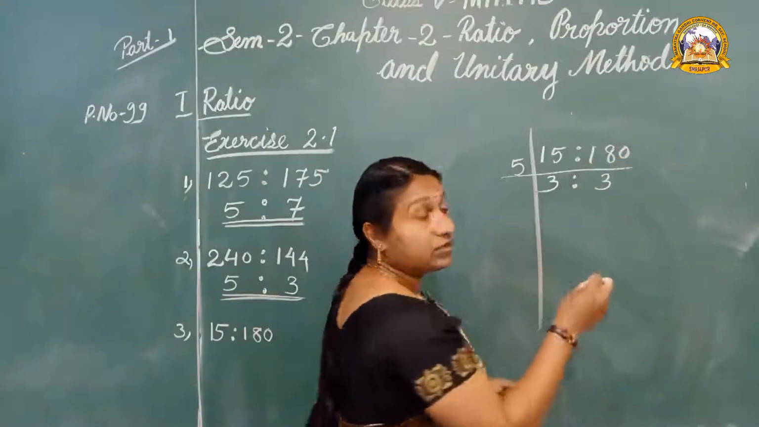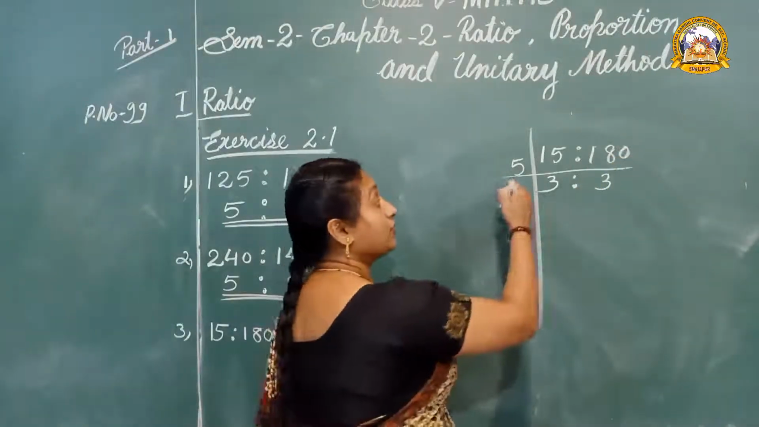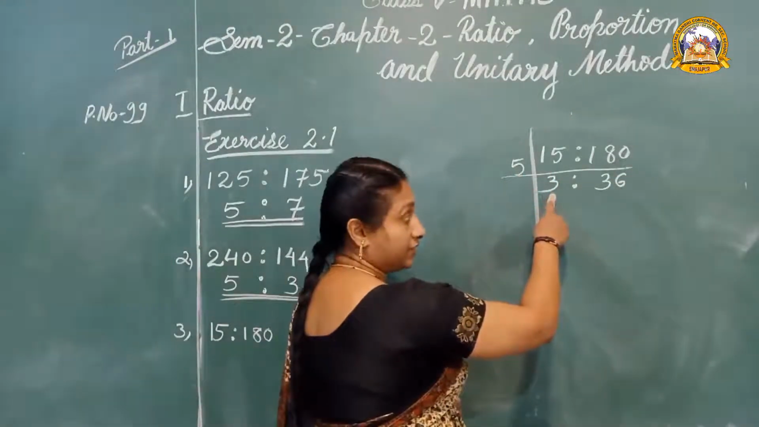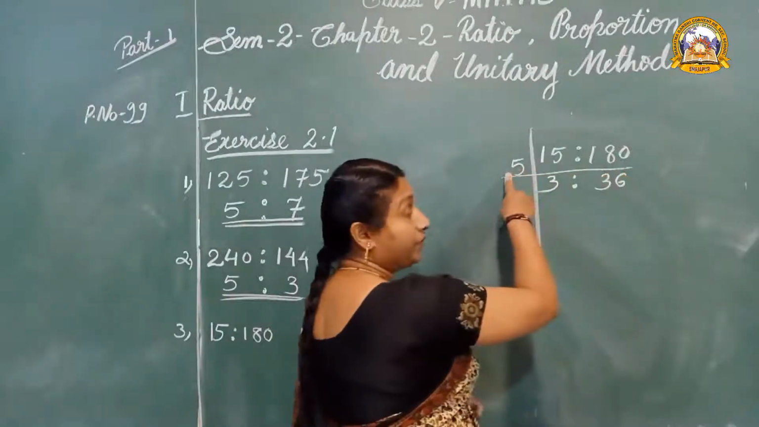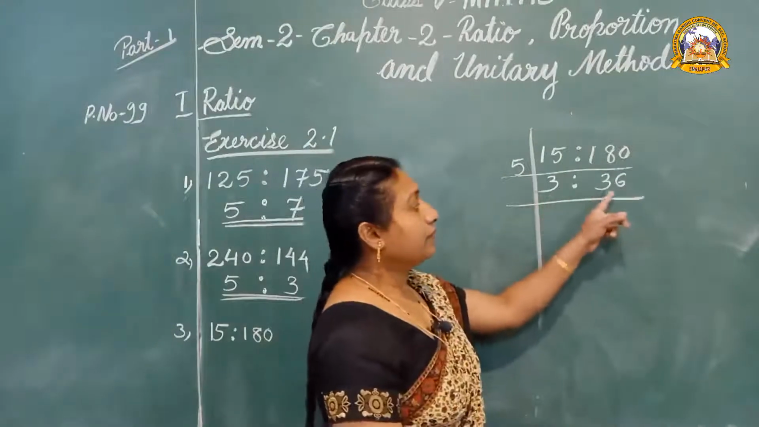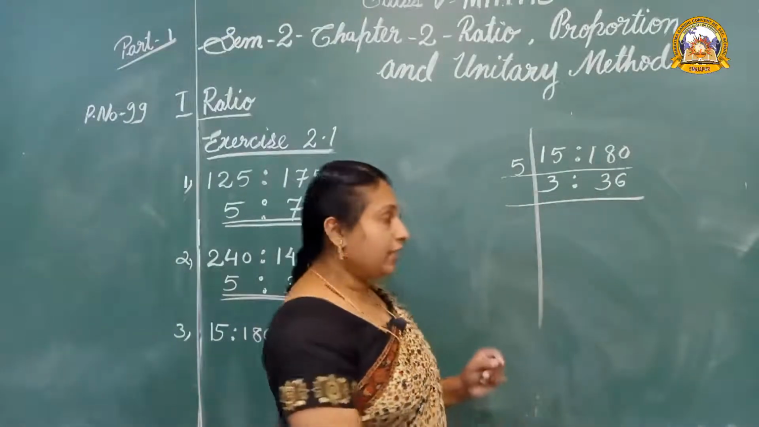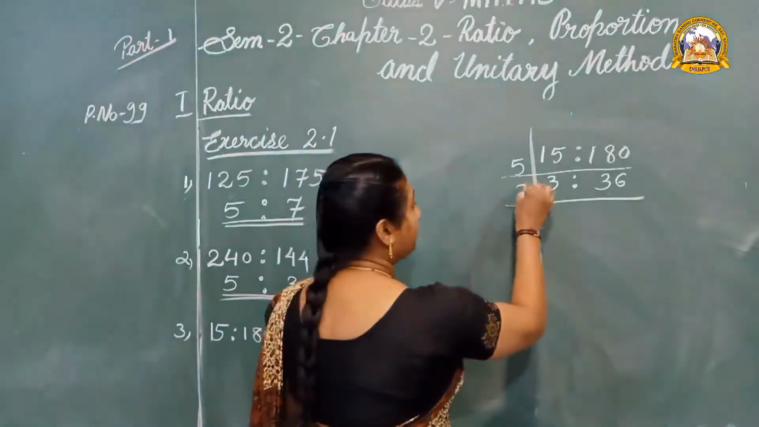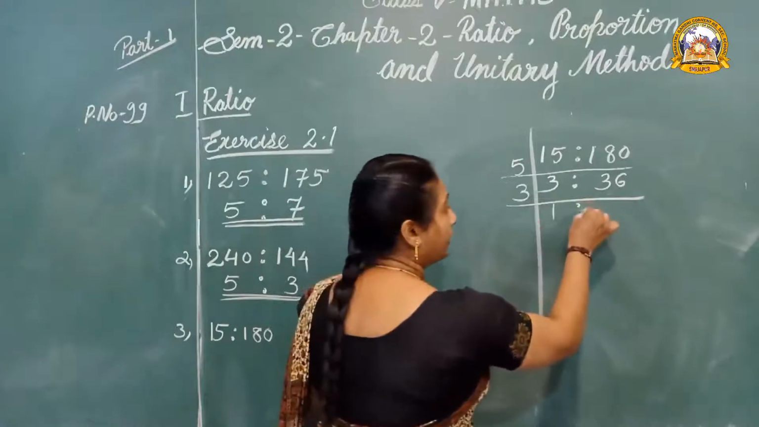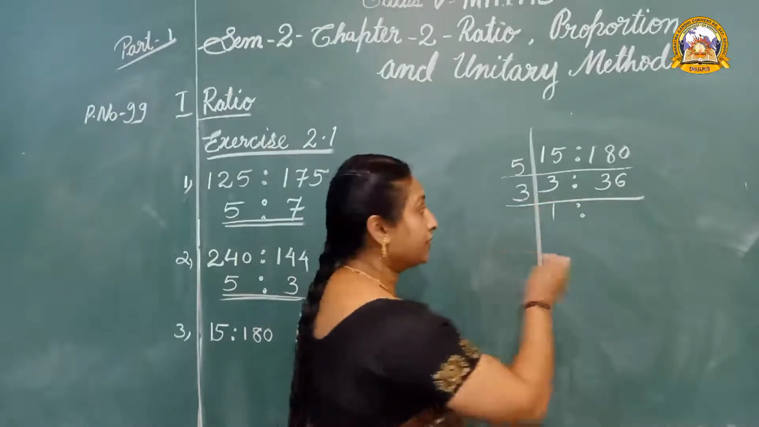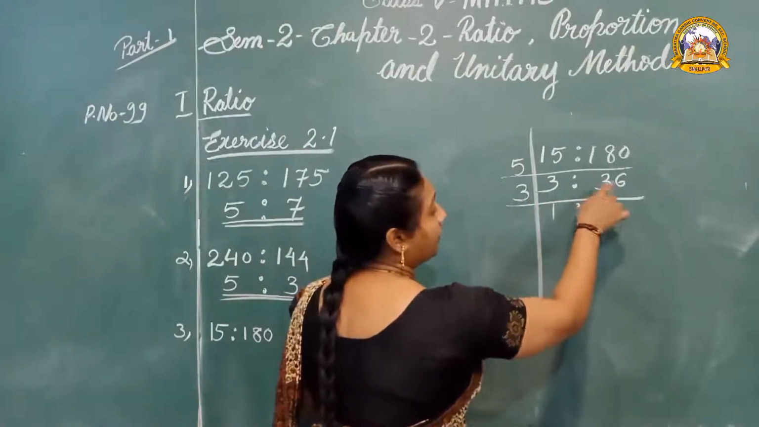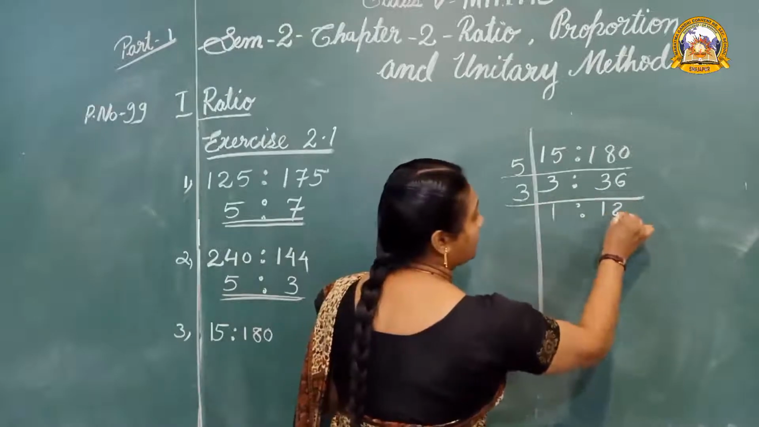3 and 0, 30. In 30, how many 5s are there? 6. Okay. So 15 divided by 5 is 3. 180 divided by 5 is 36. Okay. Both of them are the multiples of 3. Common factor 3. Let us take the 3. In 3, how many 3's are there? Only 1 3. And in 36, how many 3's are there? In 3, we can say 1. 3 1's are 3. And in 6, 2 times.